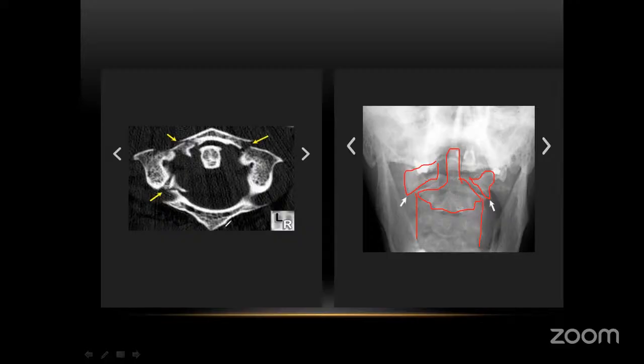Which type of fracture is this one? Except Dr. Javeria. No, you will not answer this one. Anyone else who can answer this one? Type 3 Jefferson. Dr. Yusra, you are there? Type 3 Jefferson, excellent. Type 3 Jefferson is there. This is a burst type of fracture, where the anterior and posterior arches are compromised.